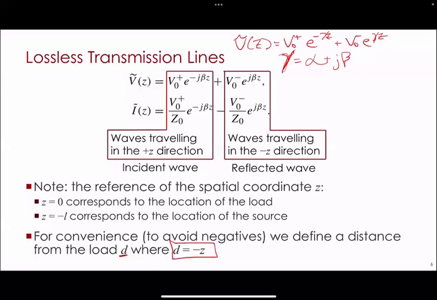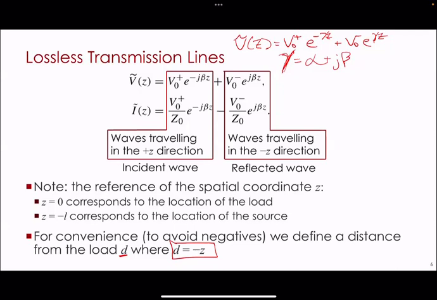So that was nice that we defined the load to be at Z equals 0, but it's not so nice dealing with negative values for the distances. So sometimes we'll deal with the Z's, sometimes we're going to deal with the D's. Luckily, it's a super easy relationship between them. D is just minus Z. So you just flip the negative sign.